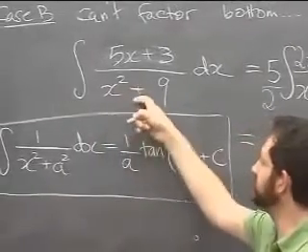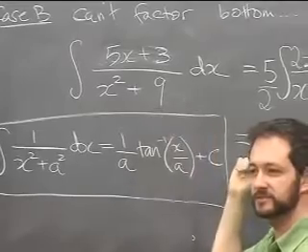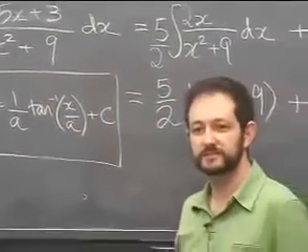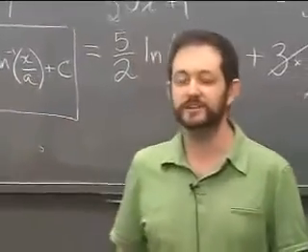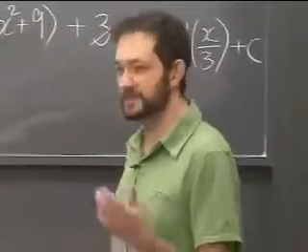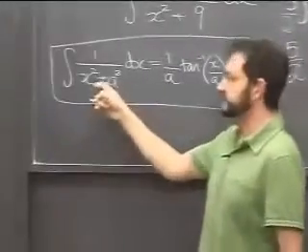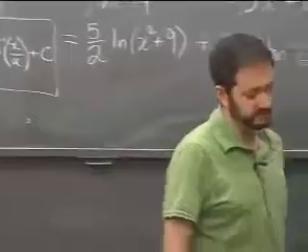By the way, what if it's x squared minus 9? Does this work? No. What should you have done if this was x squared minus 9? Yeah, you're back in the other case. You factor it into x minus 3, x plus 3. So it's a very different scenario. This formula only works if there's a plus here. Only works if there's a plus here.